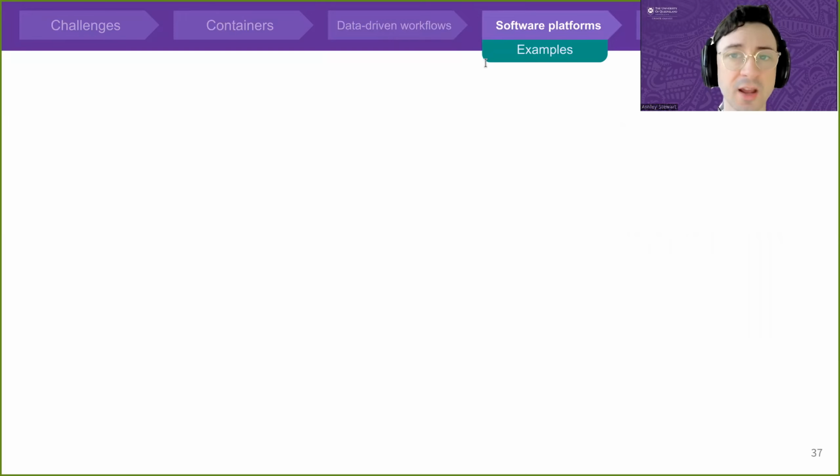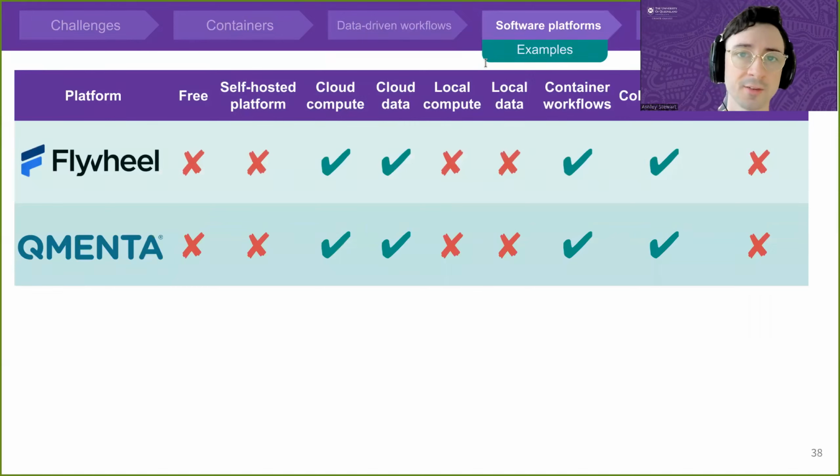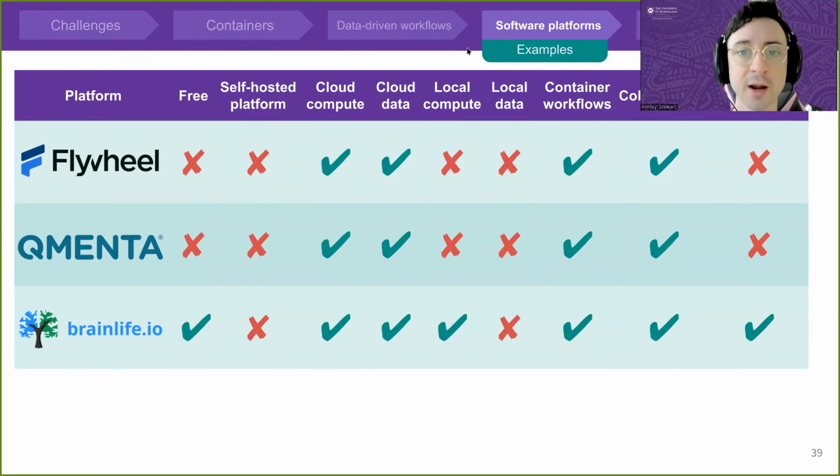So I've prepared a short table of some of these recent tools, like Flywheel and Qmenta, for instance. Flywheel and Qmenta are cloud-based services that store and process your data using containerized workflows. They have a big focus on collaboration between institutions, processing clinical trial data, and they also provide some proprietary AI technology for your analyses. A similar but open service, brainlife.io, is free to use and emphasizes open science principles.